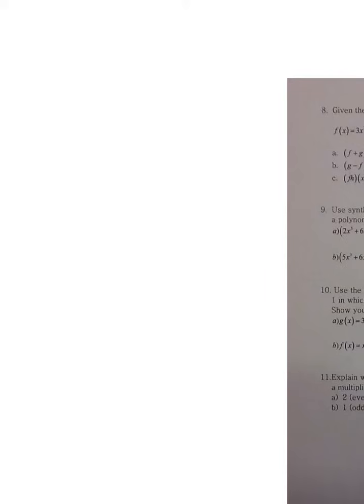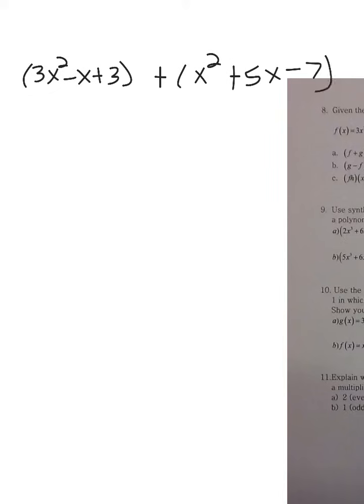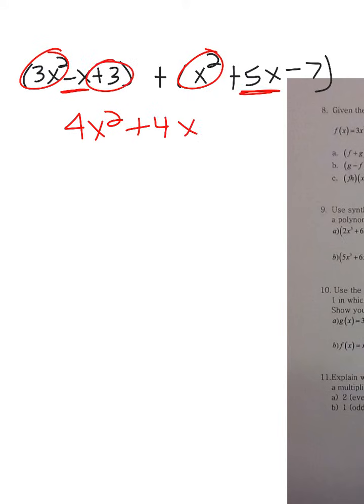Okay, so 8a, use parentheses because we have polynomials. So it's 3x squared minus x plus 3, add that to x squared plus 5x minus 7. Since we're adding, you just combine like terms. So it's 4x squared, right? Add the squares. Negative x plus 5x is positive 4x. And then 3 minus 7 would be negative 4.